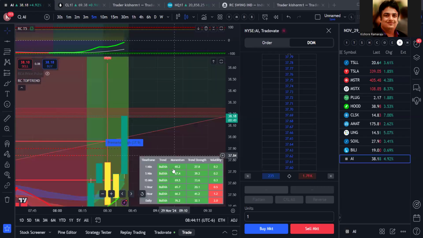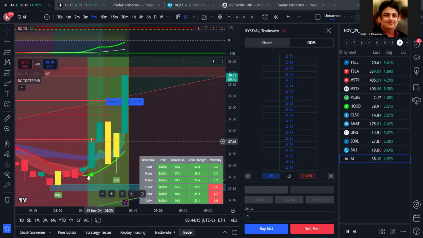Then your top trend is telling you got a buy signal: green background, green rows, green column, trend strength. It made nearly $300 with 30 contracts.